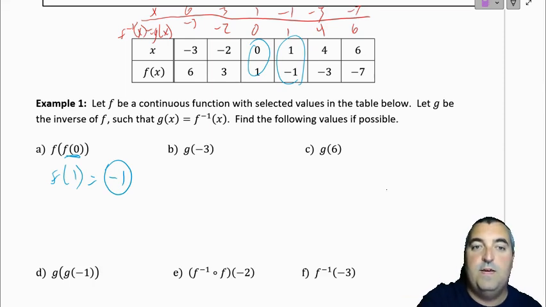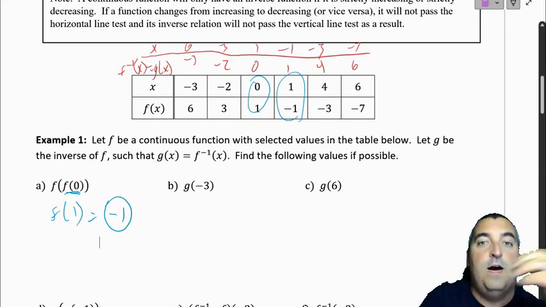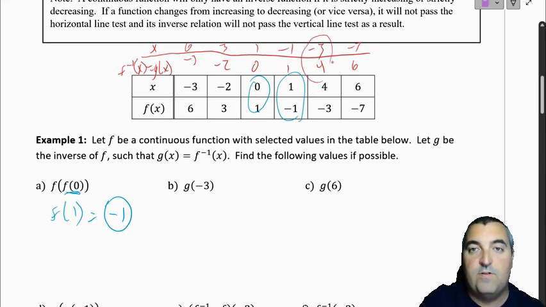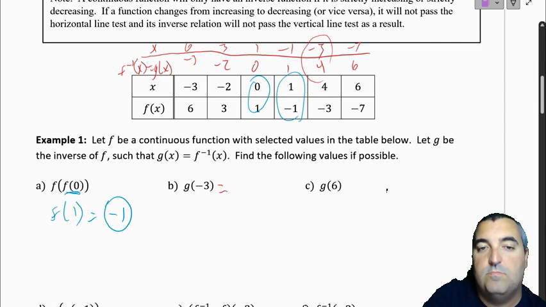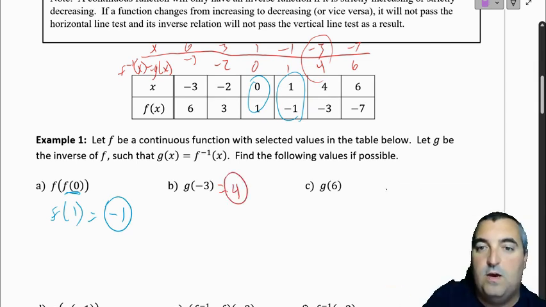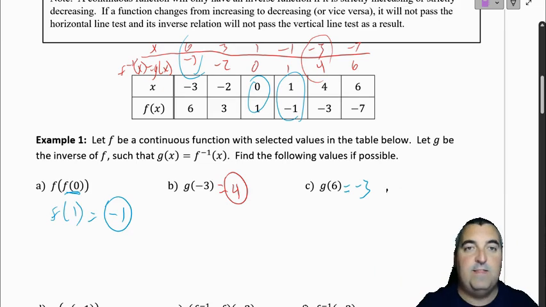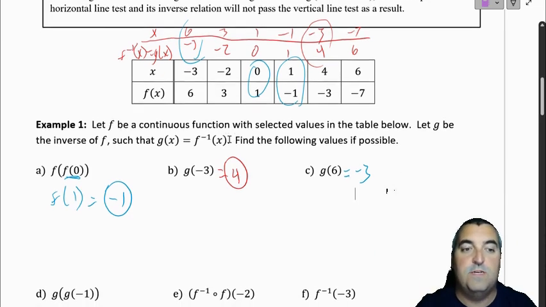Then b is g of -3. Well, g of -3, I've already written the table, so I just get 4, right? Just pulling it from the table. G of 6, pull it from the table, I get -3. That's why writing that table beforehand was really helpful.